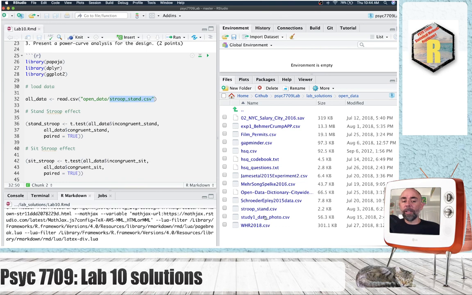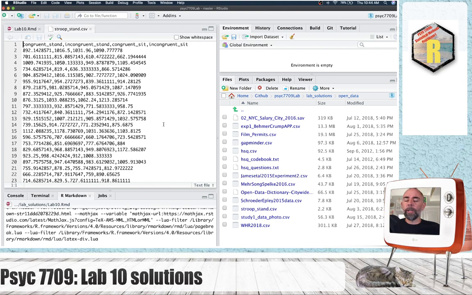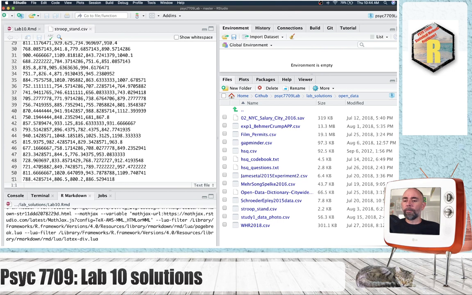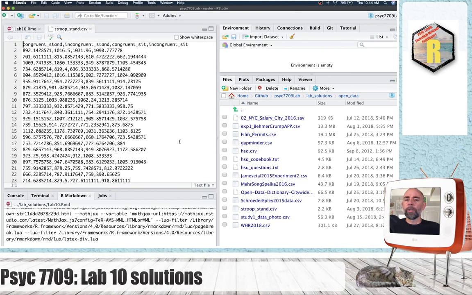It's usually a good idea to open up your data files and take a look at them to see what's going on in there. So if we were to do that, we can see that this is a CSV file, and it appears to have some different columns, and there's 51 rows. I'm seeing congruent stand, incongruent sit, and a bunch of numbers that look like reaction times.